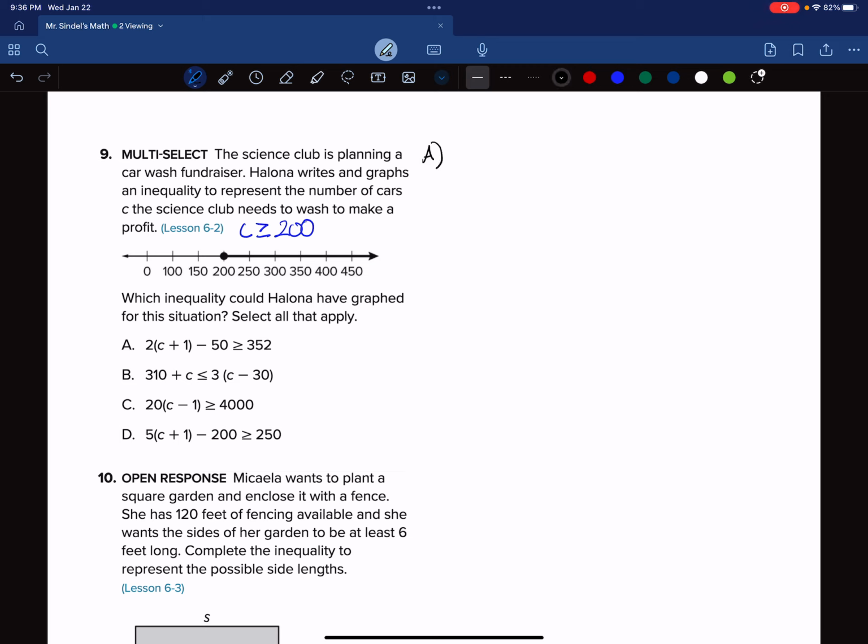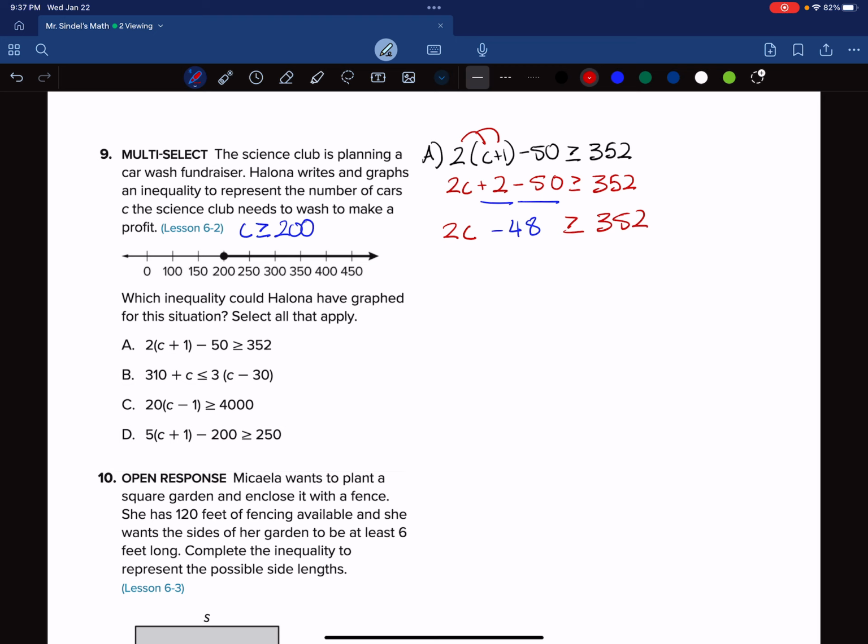Let's try them. So A is going to be 2 times the quantity of C plus 1 minus 50 is greater than or equal to 352. So from here, I'm going to distribute the 2. This is going to be 2C plus 2 minus 50 is greater than or equal to 352. From here, I'm going to simplify before I solve. I'm noticing that I have some like terms in these constants. This 2C is still there, still 2C, but 2 minus 50 is a negative 48. And then I have a greater than or equal to 352.